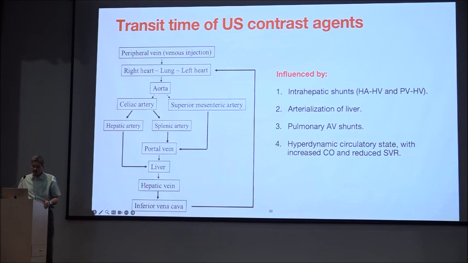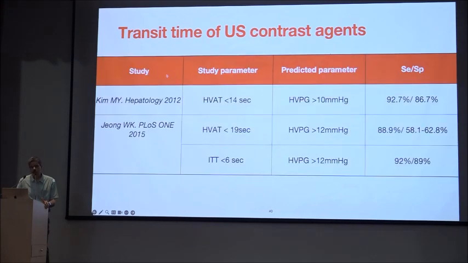Now you can well imagine that this transit time or duration will be influenced by the transit through the liver. Once cirrhosis develops, you have shunts in the liver from hepatic artery to vein and portal vein to hepatic artery, and hence the transit time is hastened in the liver. You can also have intrapulmonary shunts, and you can have hyperdynamic circulation. So I show you two studies. These are also by radiology.